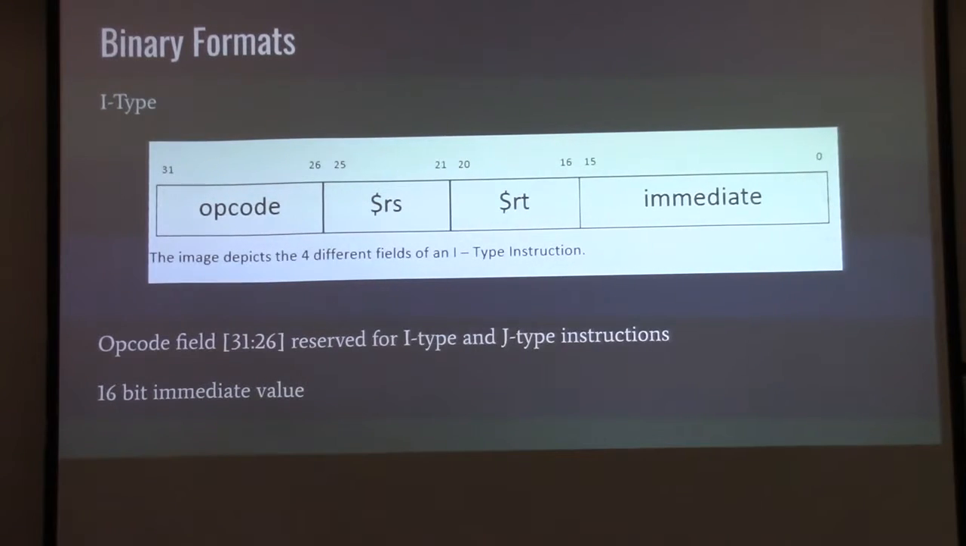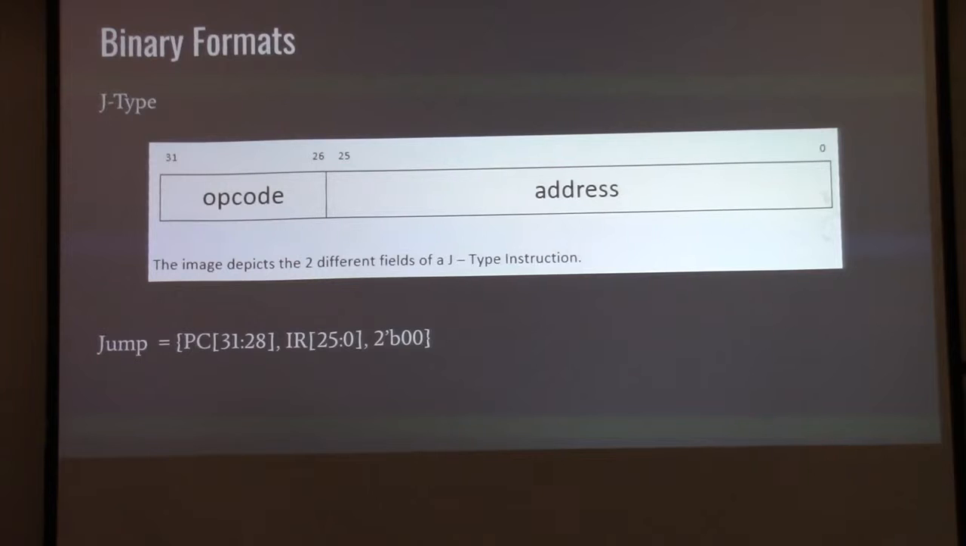Now for the I type, the bits 31 to 26 are actually used. So you know it's an I type or a J type. And then you figure out what instruction it is, and then bits 15 to 0 are reserved for the immediate value. Finally, the J type, same thing. The opcode is in 31 to 26, but now bits 25 to 0 are used for the address. So that's concatenated with the PC and a 2-bit sign extension to jump to an address.